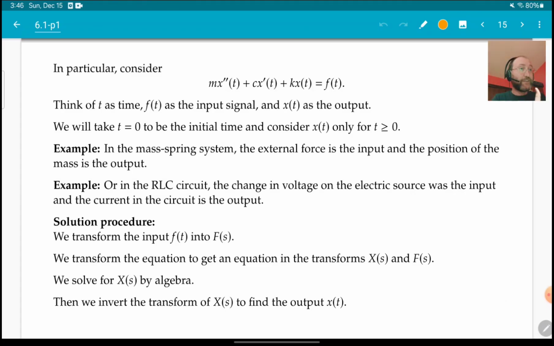Once we know what the formula for X of s is, then we can do an inverse transform and find little x of t, which is really what we're interested in, right? We're given this f of t, that's where we start, and we want this x of t. We don't really care about this F of s and X of s. They're just a way to get from f of t to x of t.